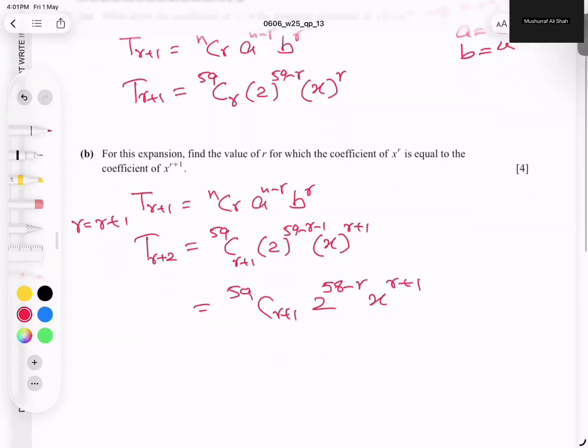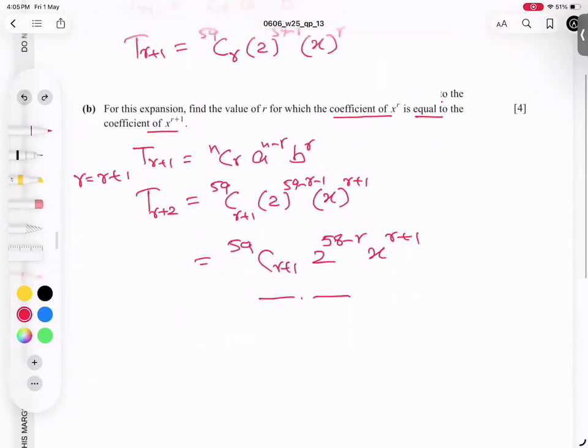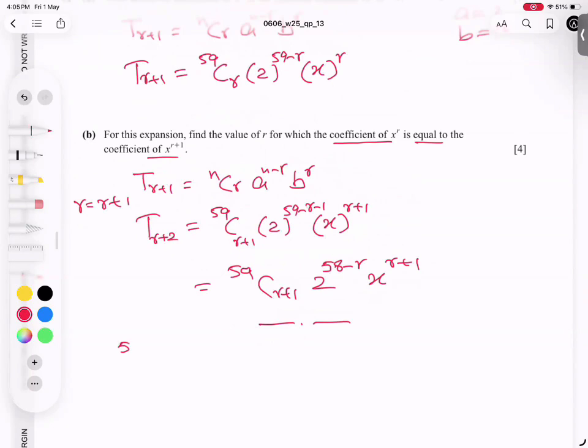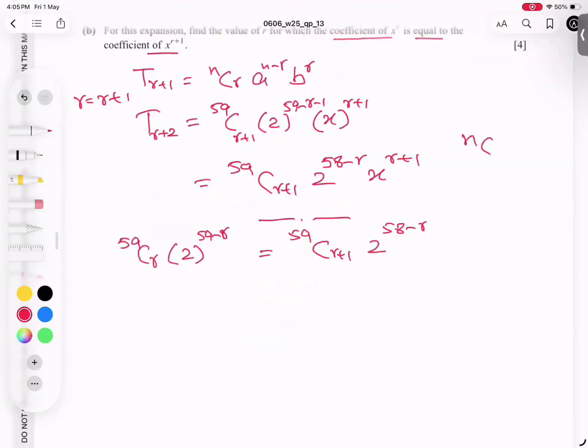And he said, coefficient of x power r is equal to coefficient of x power r plus 1. So I am going to equate. So let's start. 59Cr 2 to power 59 minus r is equal to 59C(r plus 1) 2 to power 58 minus r. And what is the formula, students? nCr, if you remember, is n factorial over r factorial into the difference of both numbers factorial, I mean, n minus r factorial.